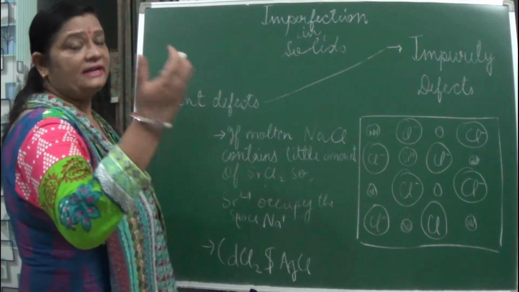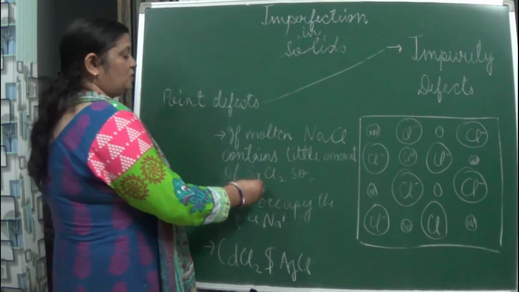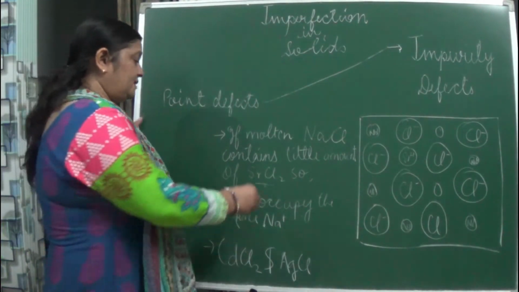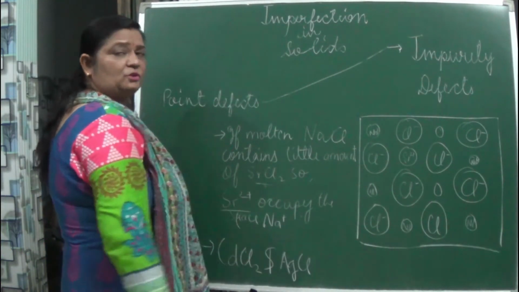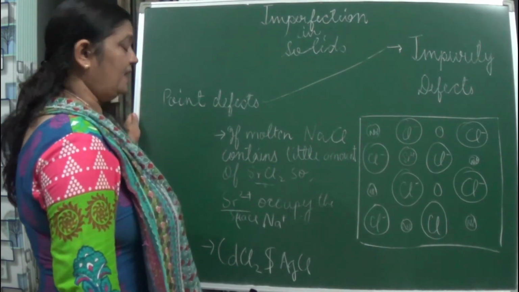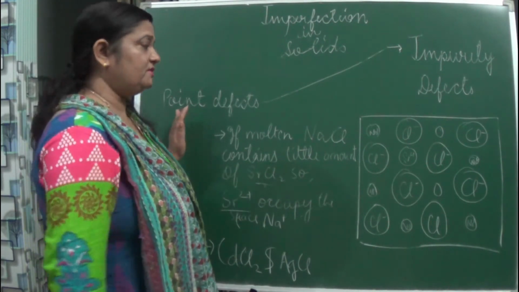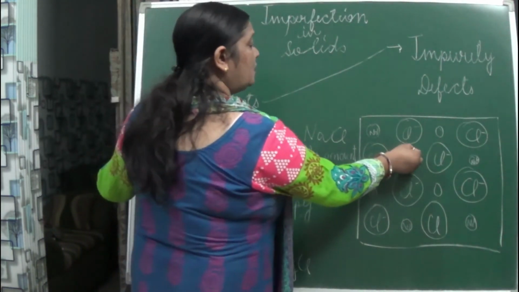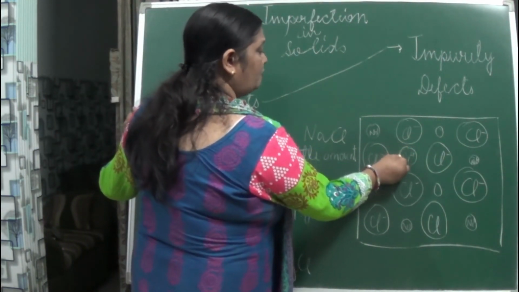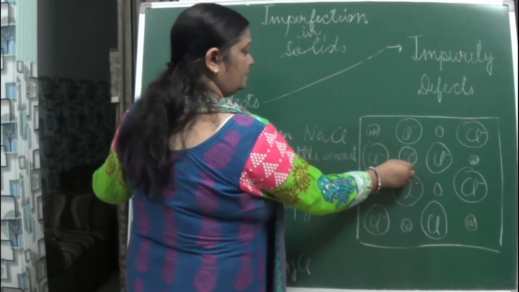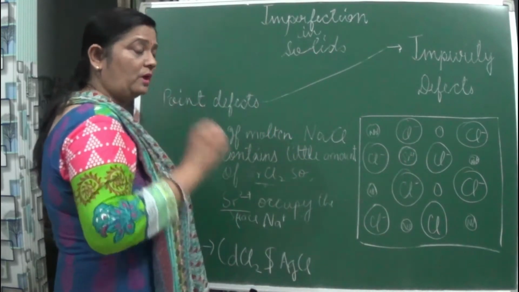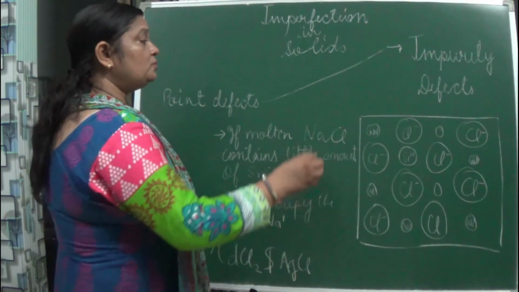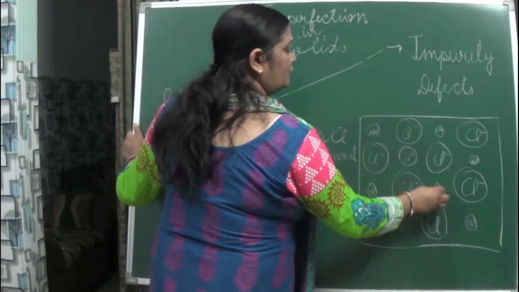Like it contains some amount of strontium chloride, SrCl2. So what happens here? This strontium has +2 positive charge, and sodium has +1 positive charge. So this strontium occupies one of the spaces where sodium is present. But sodium has 1 positive charge and strontium has 2 positive charge, so 2 sodium will be removed.